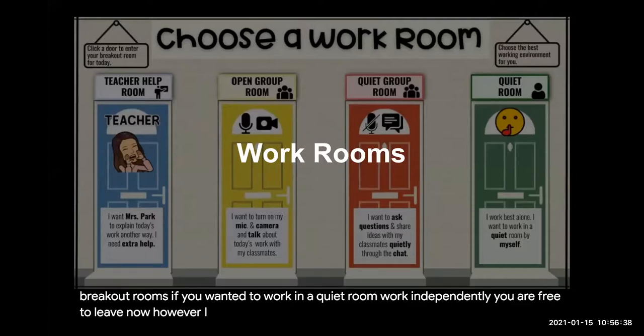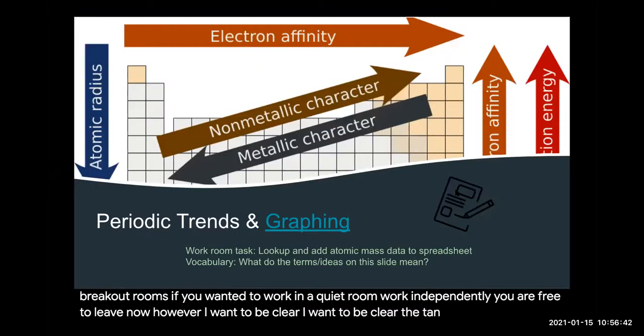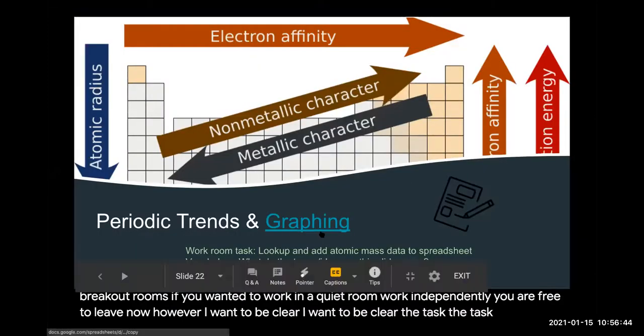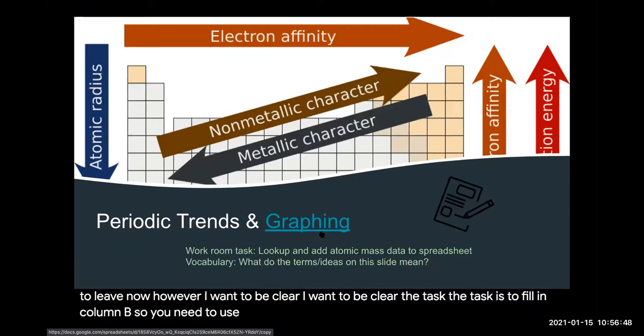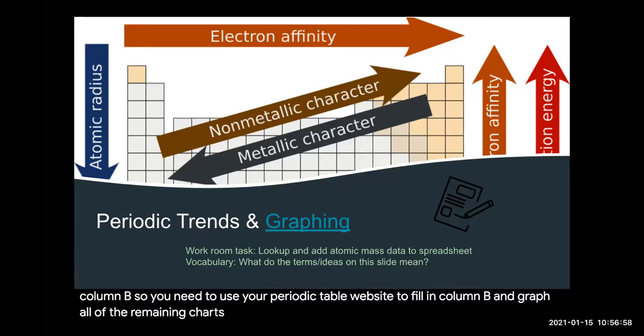However, I want to be clear. The task is to fill in column B. So you need to use your periodic table website to fill in column B and graph all of the remaining charts. Then we want you to, in your notes, define the properties that are there.